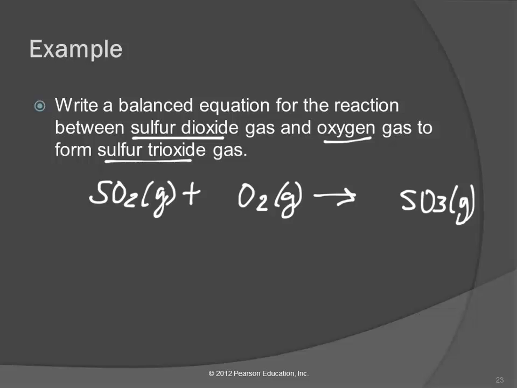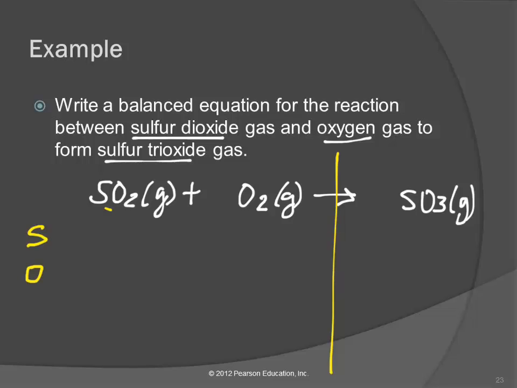I'm going to show you a little technique that some of you may like, just kind of keeping a tally down below of what we've got going on here. So I'm going to draw a line through the arrow to visually divide the left side and the right side. And then on the left over here, I'm going to list the different elements that I have. So I've got sulfur and oxygen.